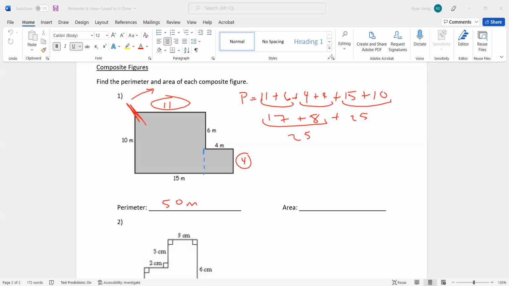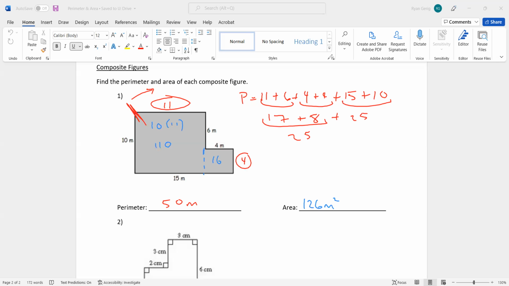They're going to cut that right there. And I'm going to find the area of both rectangles or squares. One's a rectangle, one's a square, and then add them. All right, so this box over here is 10 times 11 or 110. Okay. This box on the right is 4 by 4, so 16. So then 110 plus 16 is 126. So the area of this box is 126 meters squared.